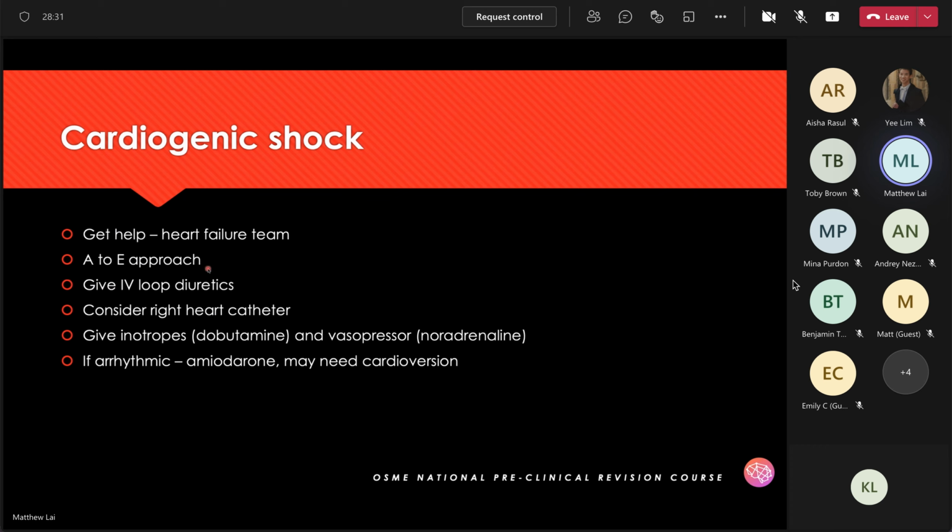And then we do our A to E approach again. In the case of heart failure, we'd give IV loop diuretics. We consider a right heart catheter. And we'd also give inotropes such as dobutamine and vasopressors such as noradrenaline. And if the patient is arrhythmic, we may want to treat their arrhythmias, so we will give them something like amiodarone if that's the precipitating cause of cardiogenic shock.